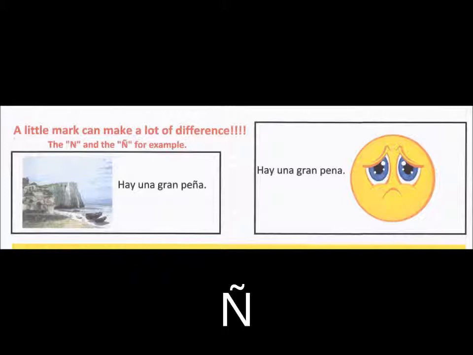If you look at the example in front of you, hay una gran peña means there is a great big cliff. Hay una gran pena means there is a great big sorrow. A little stick can make that much difference. Don't forget about the one we spoke about in class. Feliz Año Nuevo means Happy New Year. Feliz Ano Nuevo means Happy New Year End. So it does make a difference.